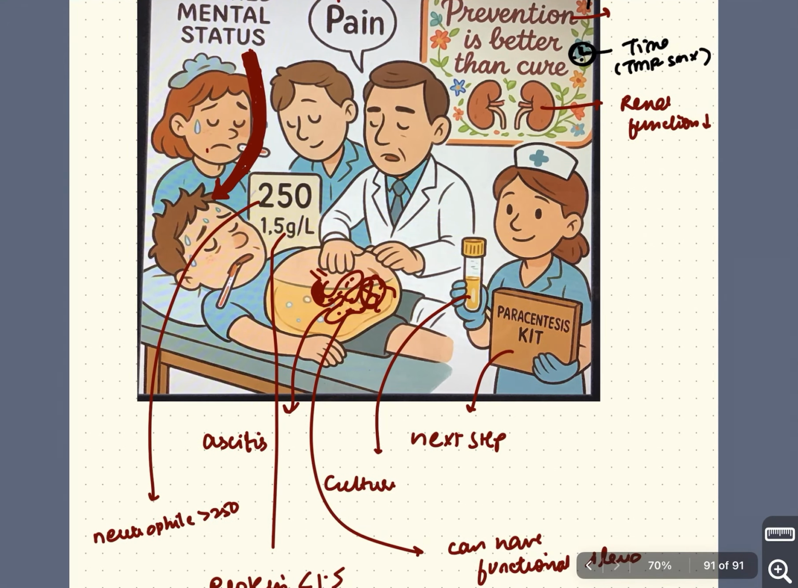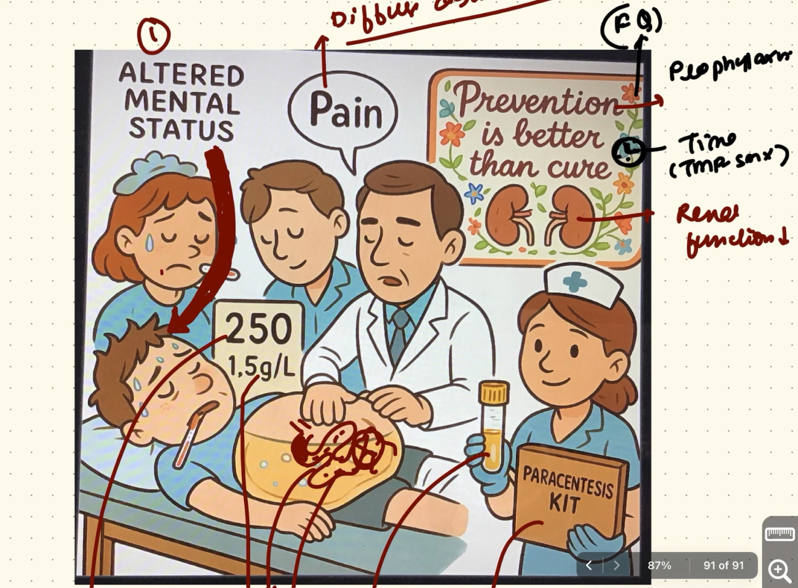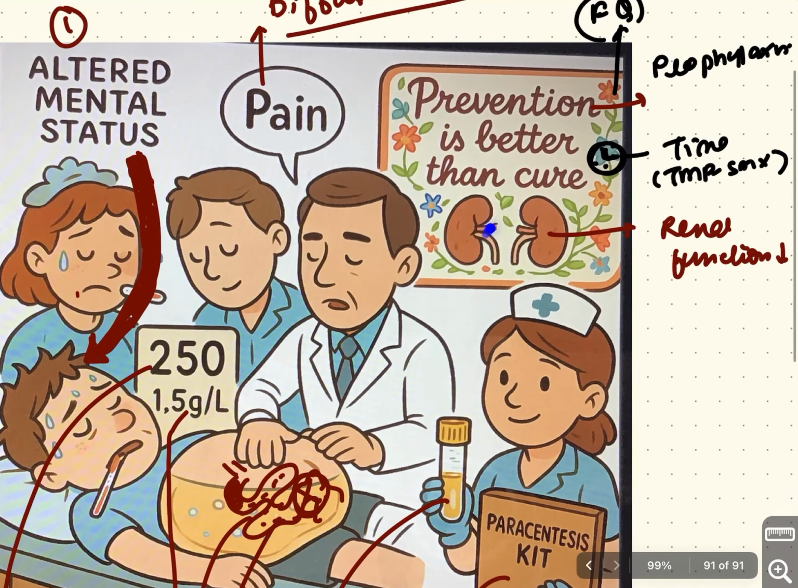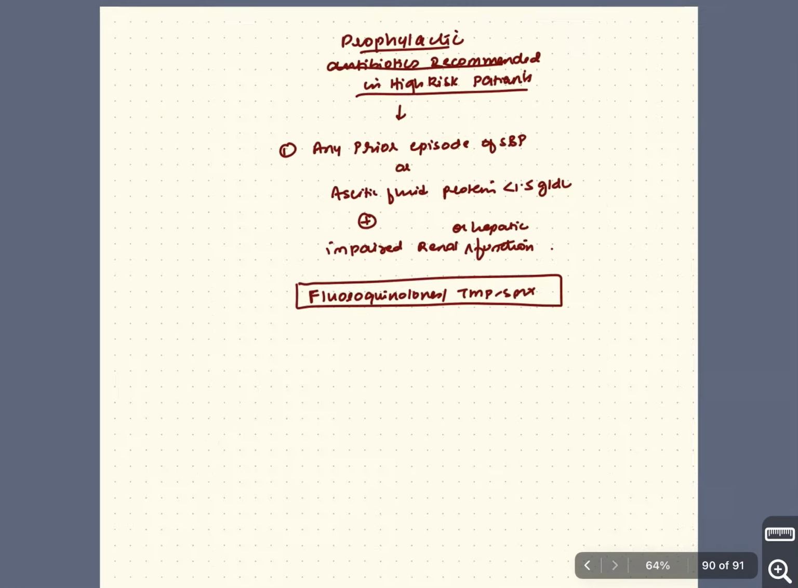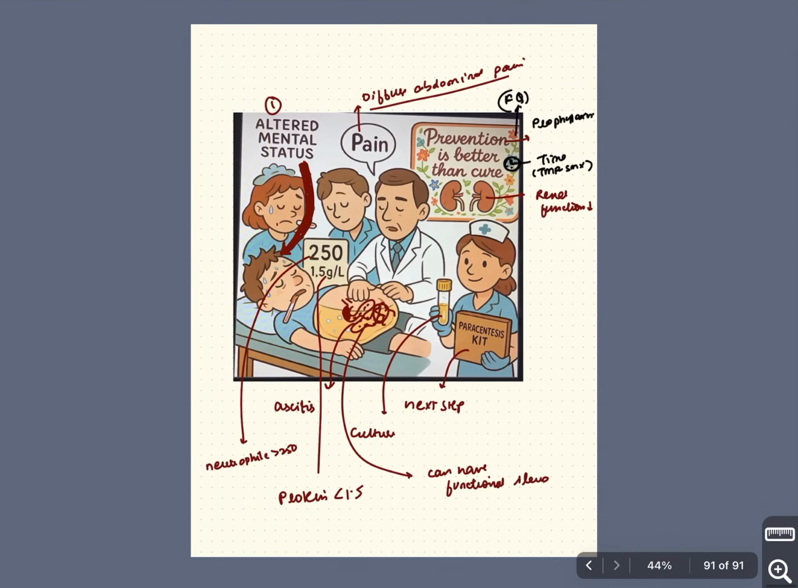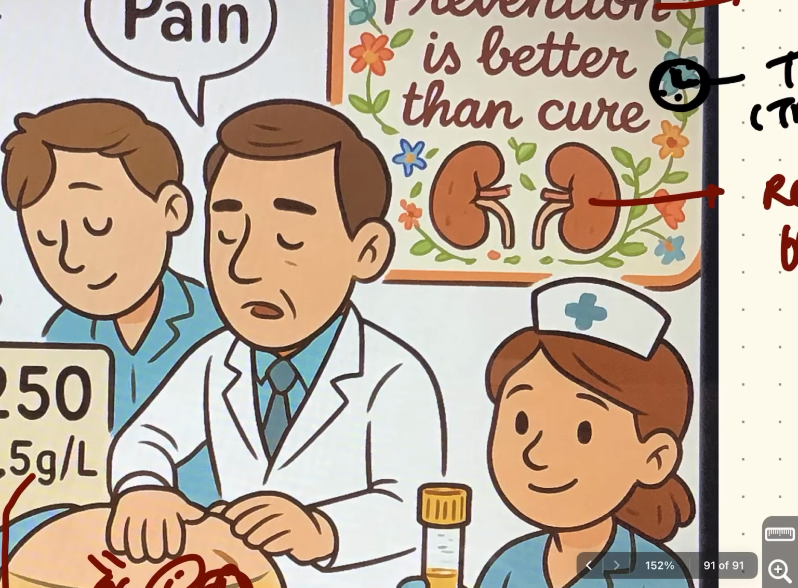Next we talk about a fancy looking board in the back. Here they're telling prevention is better than cure. That's my way of explaining the prophylaxis part of spontaneous bacterial peritonitis. We can see that I've shown you some kidneys. Patients who have renal impairment or hepatic impairment should get prophylaxis. Also, if a patient had a prior episode of spontaneous bacterial peritonitis, they should get prophylaxis. And also if the ascitic fluid protein is less than 1.5, so we can just write 1.5 here.